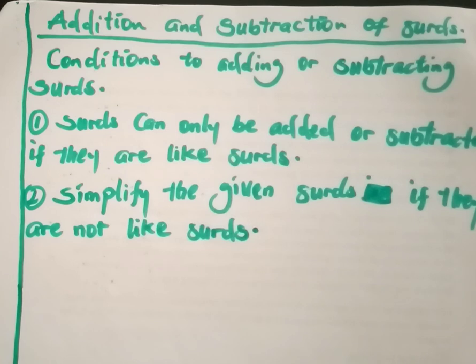So these are the conditions. The first condition says surds can only be added or subtracted if they are like surds. In our last lesson, I explained what like surds are. And then the second condition said you should simplify the given surds if they are not like surds. So now let's take some examples.